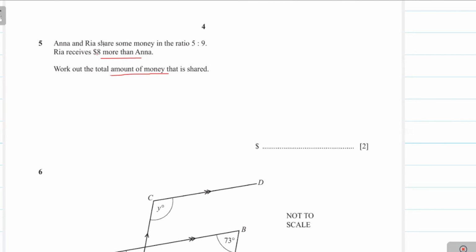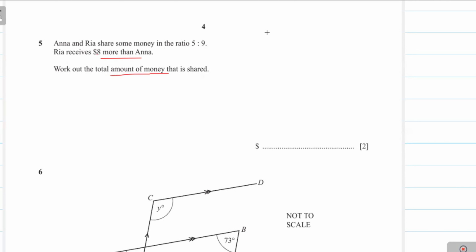Question 5. Amna and Ria share money in the ratio 5:9. Ria received $8 more than Amna. Work out the total amount of money that is shared.